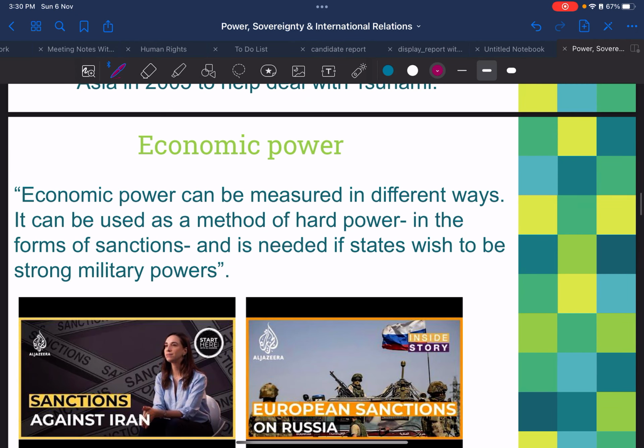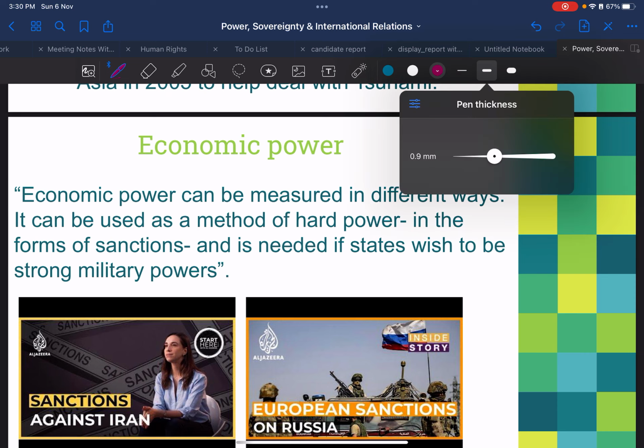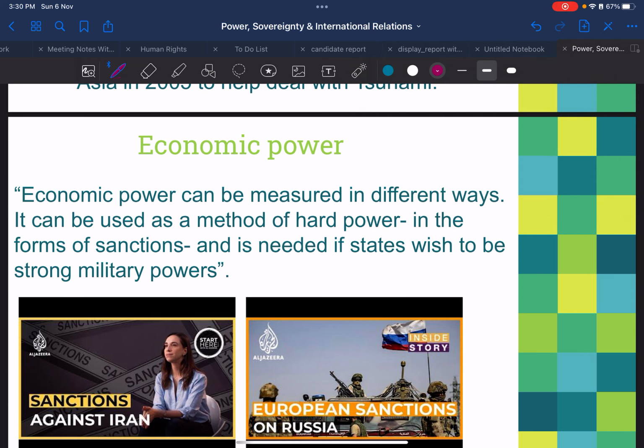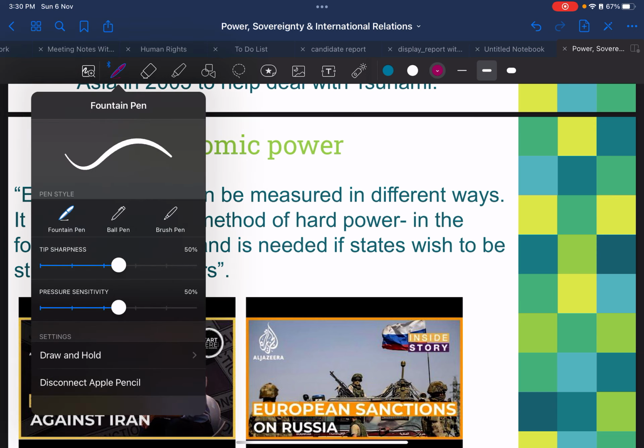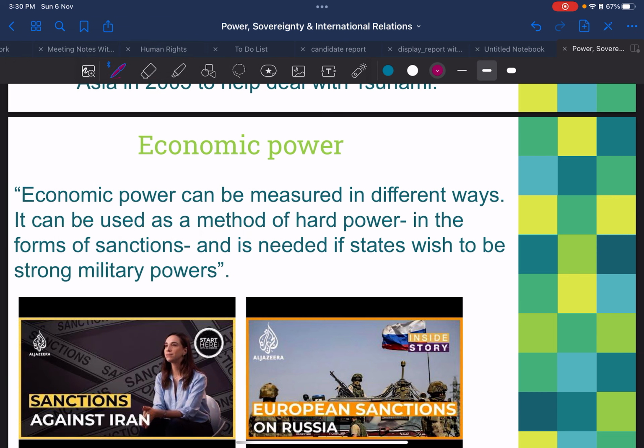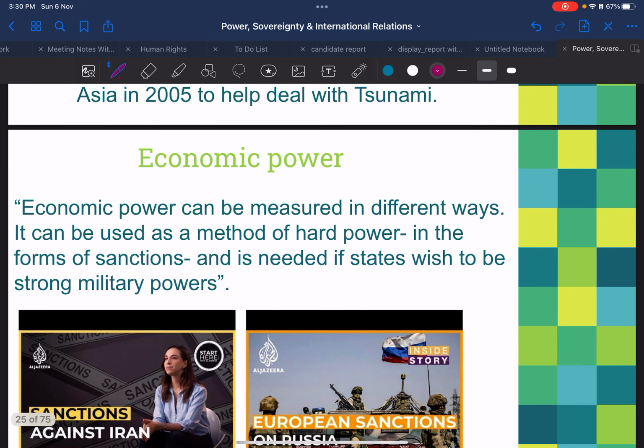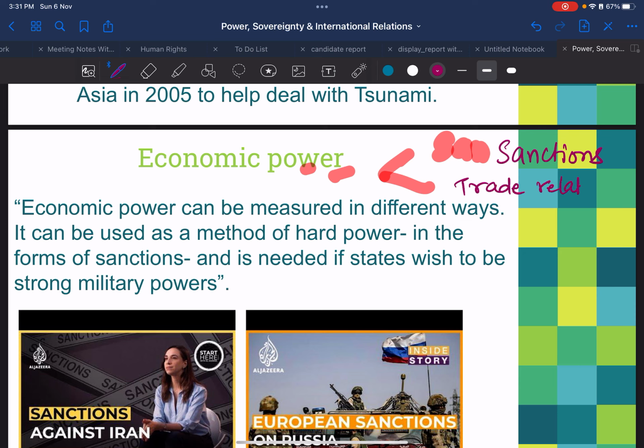Economic power. Now the second type of power. Okay, now in economic power again you see two sides of the same thing. One is economic sanctions. This one is not working, so that's why it's a thicker one. Yeah, sanctions. And the second one is trade relations. All right, sanctions and the trade relations.